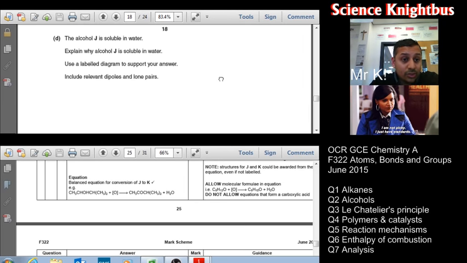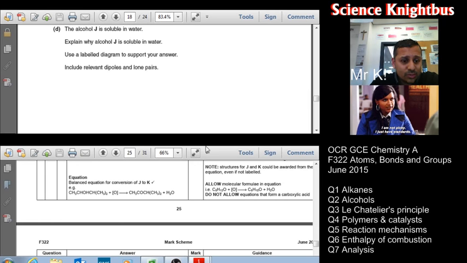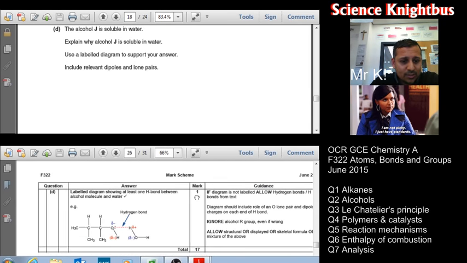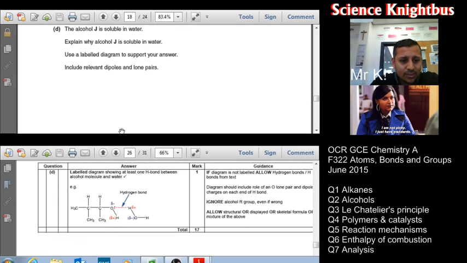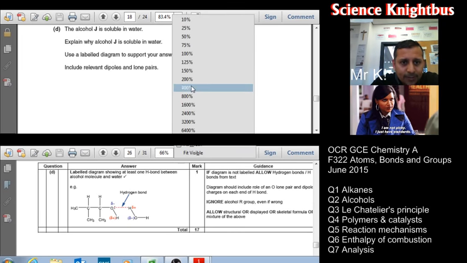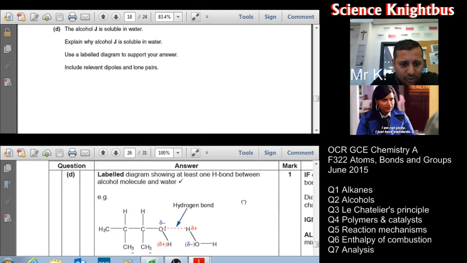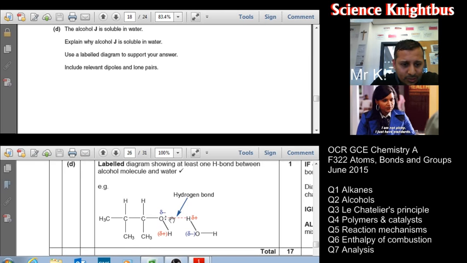So the alcohol J is soluble in water. The reason why it's soluble in water would be to do with hydrogen bonds, and pop that diagram out. I'll just blow this up just to show you what it should look like. So you've got your hydrogen bond there. Delta plus, delta minus, delta minus.